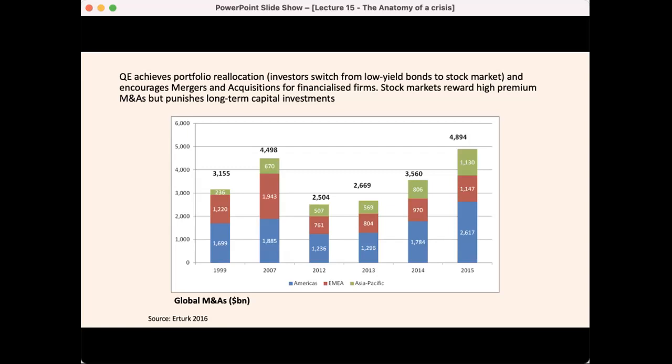And this is despite the generally held view that M&As, only 15% of mergers and acquisitions create economic value. The majority of them destroy it.